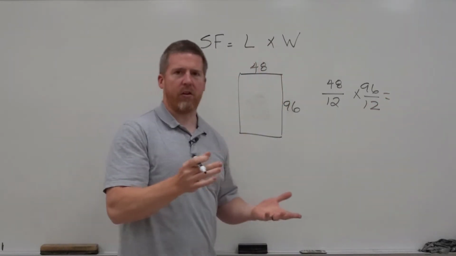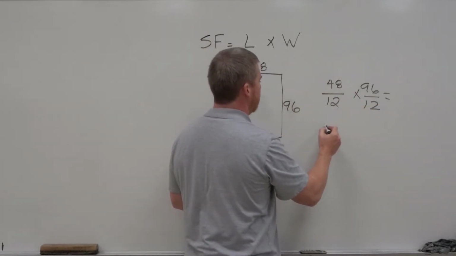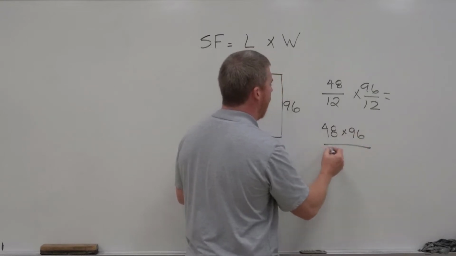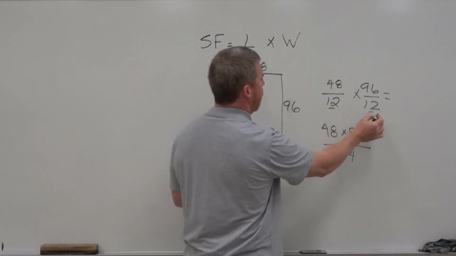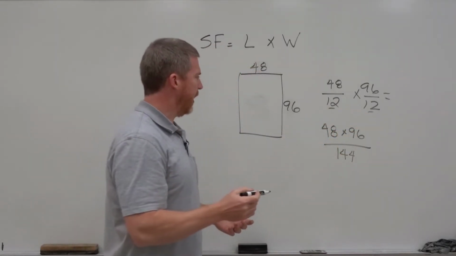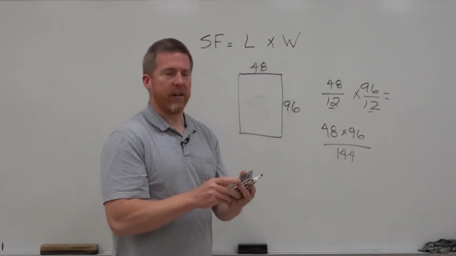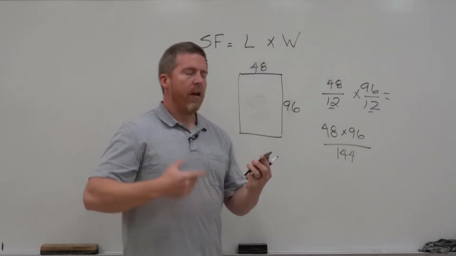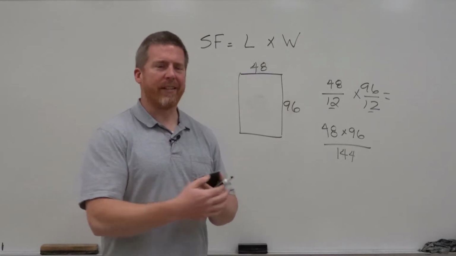You could chug it out on your calculator, no problem. If we combined everything together, we could say 48 times 96, divide all of it by 144. 144 is simply 12 times 12, and there's my 144, and it still works. The math is still the same. And once you take your calculator, and I'll be referring to this often, 48 times 96 equals 4,608. What is that?